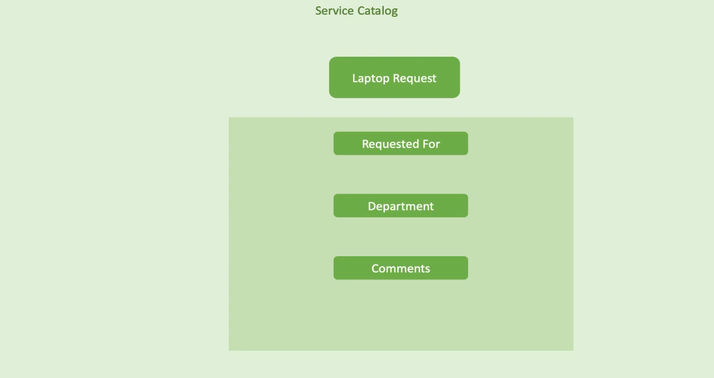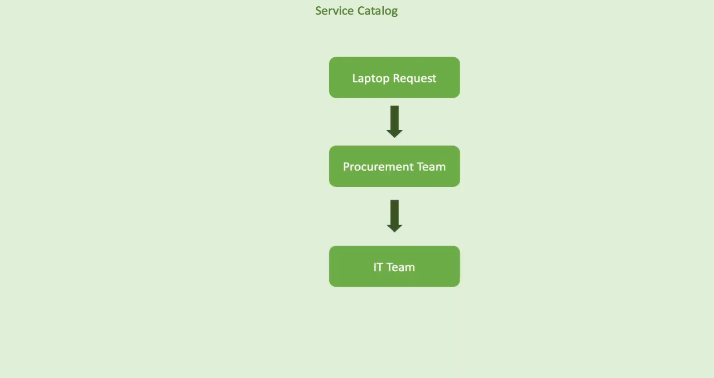So it's not static. It's not something that will be similar for every form. It will definitely be dynamic as per the forms, as per the kind of request you have for the end users. Once you submit the request, this goes as an execution plan basically. So it goes to the procurement team, then it goes to the IT team. Now they have different roles and responsibilities. So when you submit the request, it creates different tasks for the different teams.